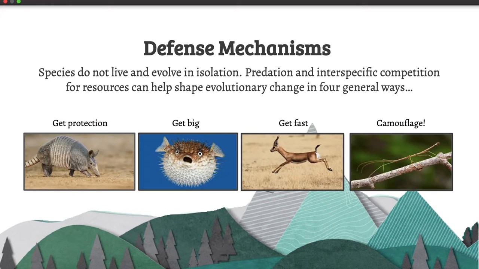They can be fast, like these gazelles. Antelopes run through the savannah. They can run fast to get away from predators. And then camouflage. This type of bug, I'm not sure what it is, looks like a twig. So it's camouflaging to look like where it lives.